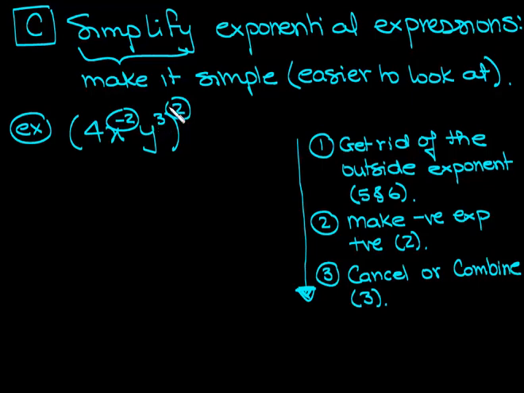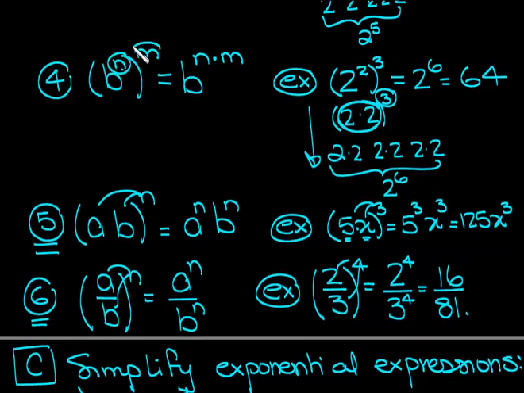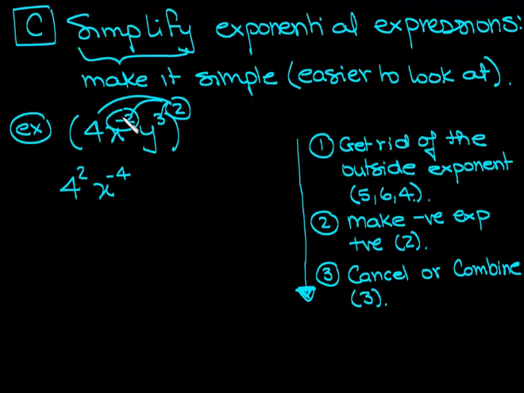So the first thing I'm going to do is take this outside exponent and apply that to everything on the inside. So I get 4 squared, x raised to negative 2 times 2 is negative 4. I should really put down a couple more properties here: property 5, 6, and 4. Property 4 says if you have an exponent already there and you have another exponent, then you can multiply those exponents. So in this case I'm using property 5 also. So negative 2 times 2 is negative 4, and y raised to 6.